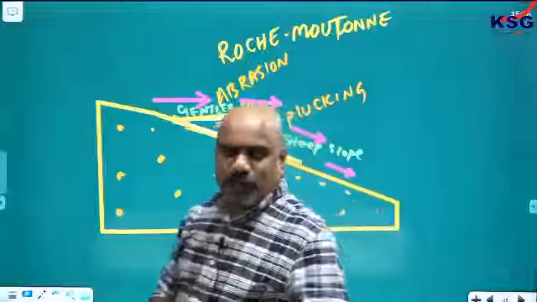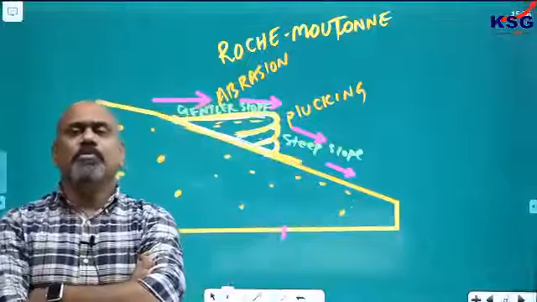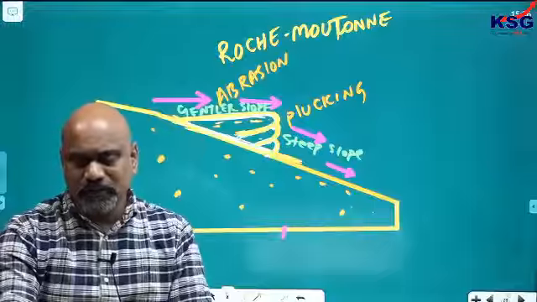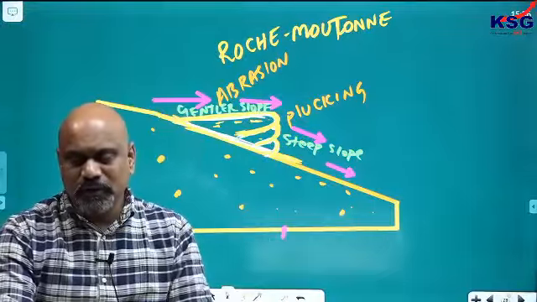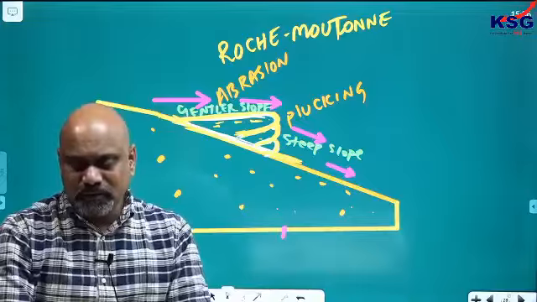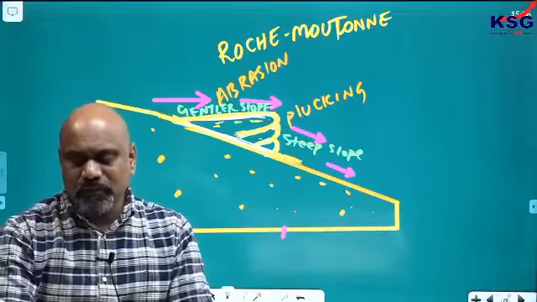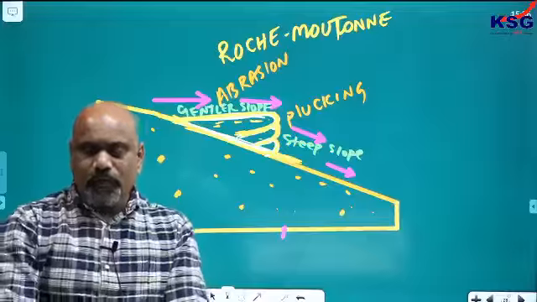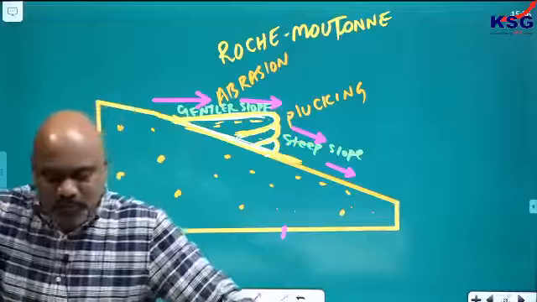These are landforms developed due to differential erosion at two different places. Note down this point. Differential erosion at two different places.